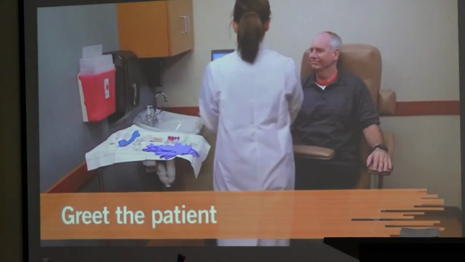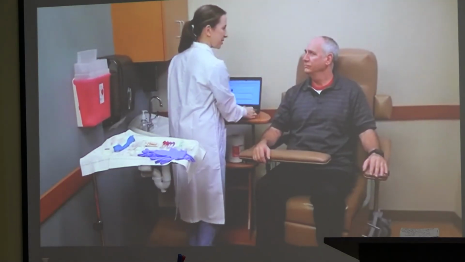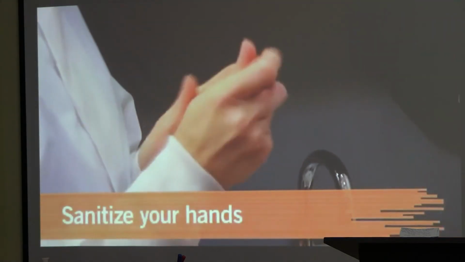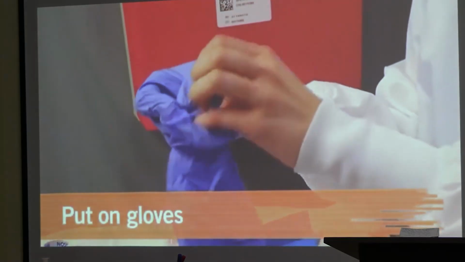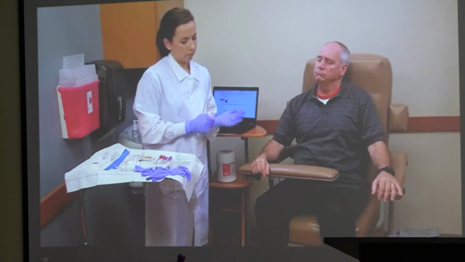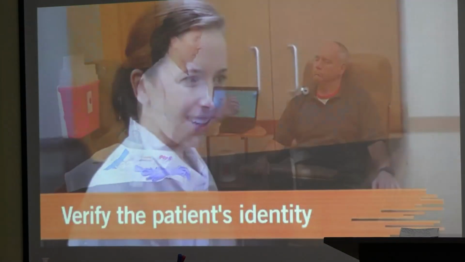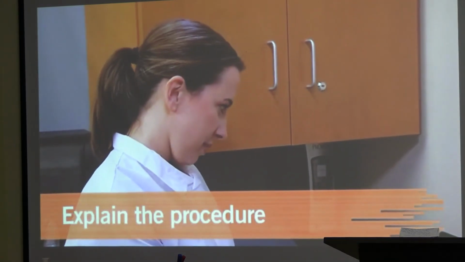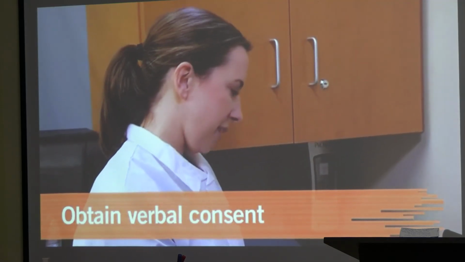Introduce yourself and greet the patient. Put on a fluid impermeable lab coat, sanitize your hands, and put on disposable gloves. To make sure you have the right patient, verify his identity using two identifiers. Explain the procedure and obtain permission for the venipuncture.